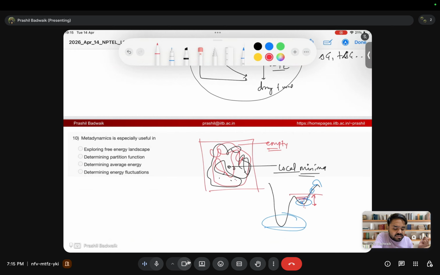So this is an enhanced sampling method to get to the global minimum, and it has been used to explore the free energy landscape. So this is how metadynamics is used. It is an advanced sampling method which can be used in the simulation.